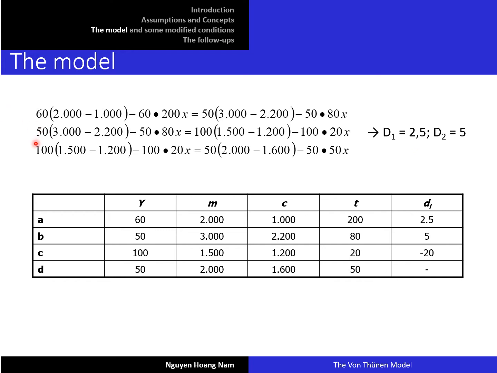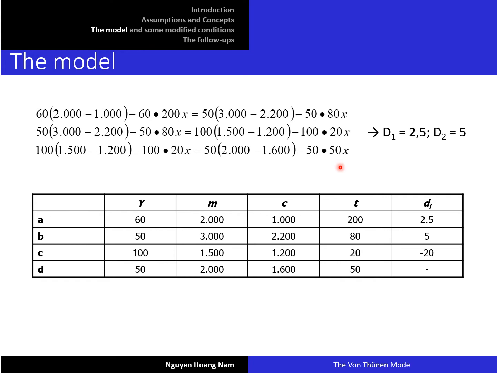Then we want to find the connection between line B and line C. And we have the same thing to do. Then the connection between line C and line D. We have the same thing to do. We put them together and solve the equations to find the intersection.